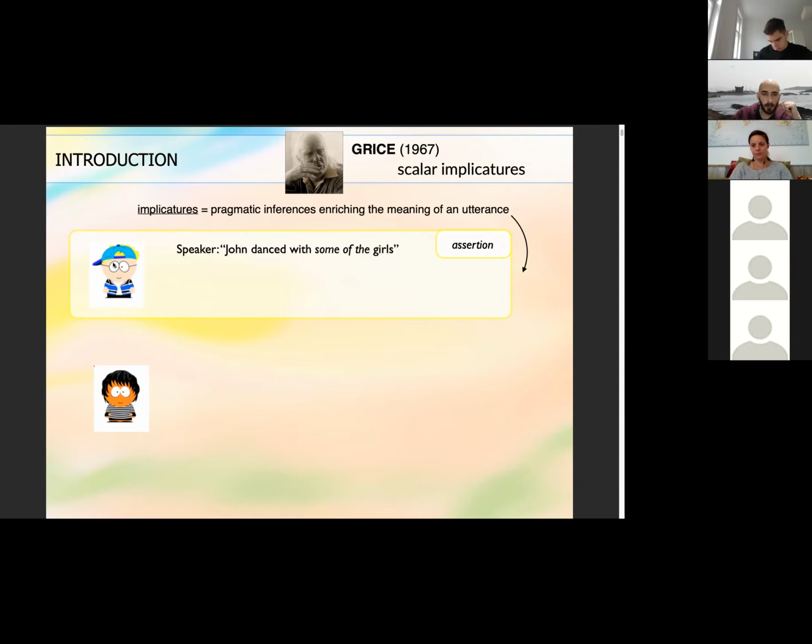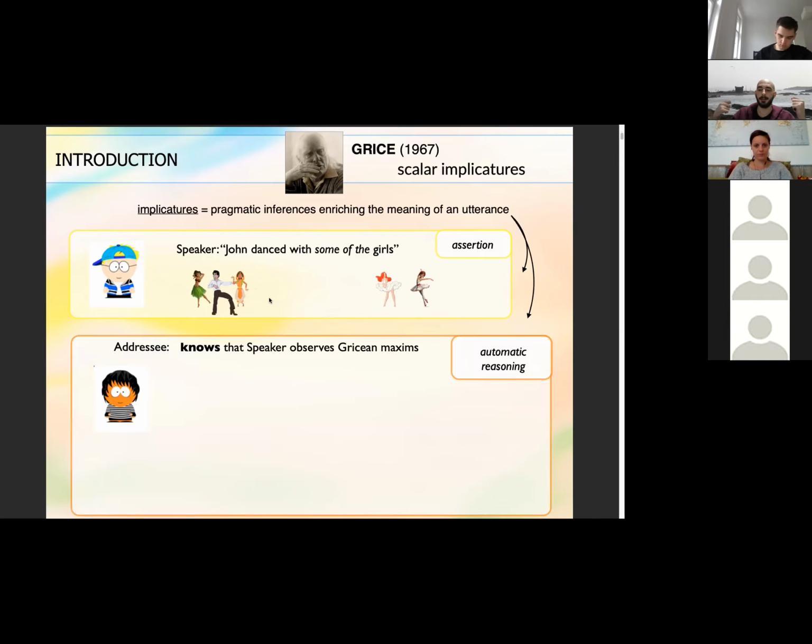So let's take an example. Our speaker here says, John danced with some of the girls. And you should remember who John is, John Travolta, right? Let's say that the context he had in mind was this one, in which John Travolta was dancing with two girls, but these other two girls that were salient in the domain were dancing by themselves, or with other people. So when someone says a sentence including a scalar trigger like some, the addressee entertains an automatic reasoning, which is often called Gricean reasoning. This reasoning unfolds as follows. The addressee, who's hearing what the speaker said, knows that the speaker observes the Gricean maxims.